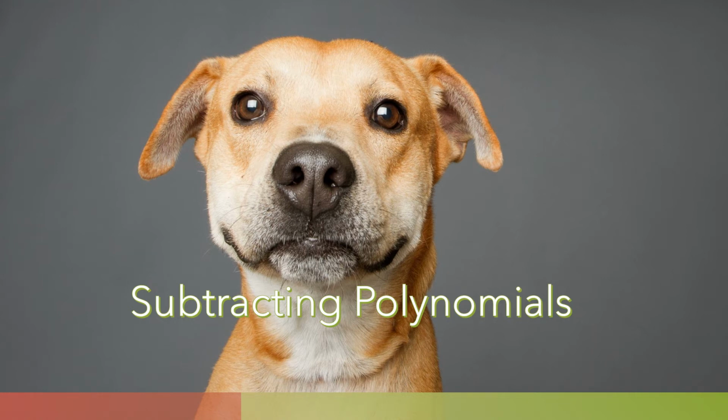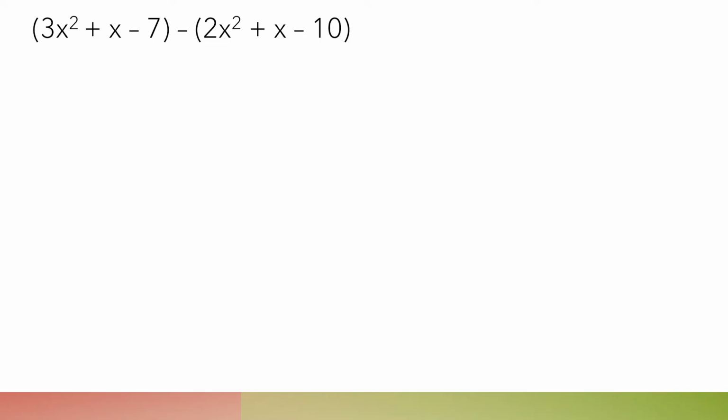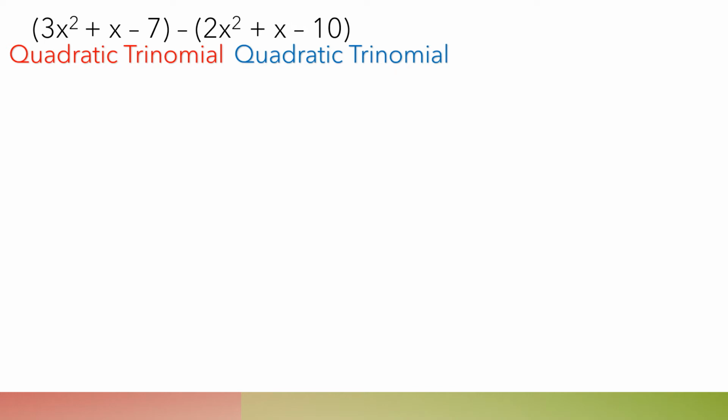All right, today we're going to talk about subtracting polynomials. I think you will find subtracting polynomials is very similar to adding polynomials. You just have to add one step in the beginning. So here I have a quadratic trinomial, quadratic because it has an x squared, trinomial because it has 3 terms, and I'm going to now subtract another quadratic trinomial.